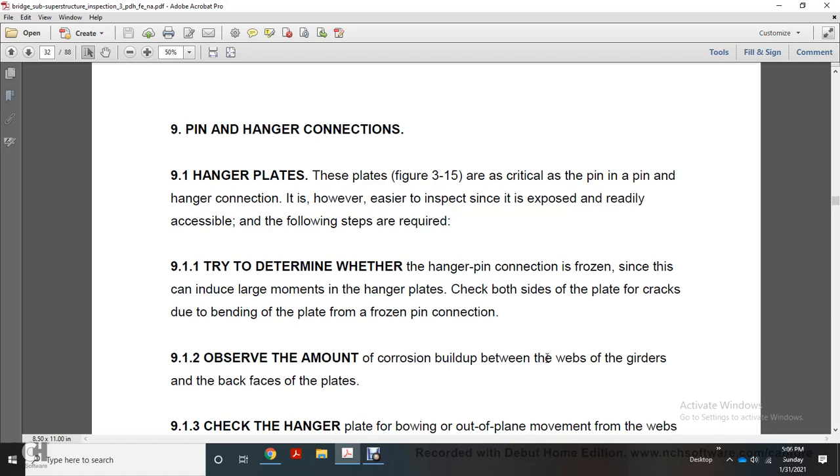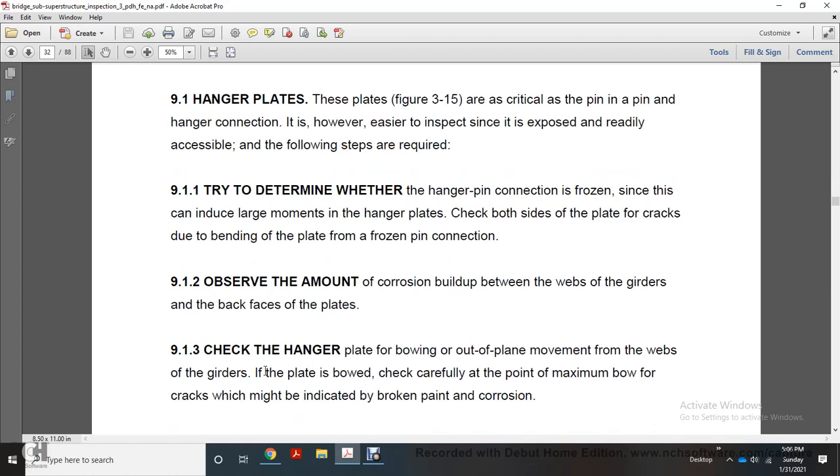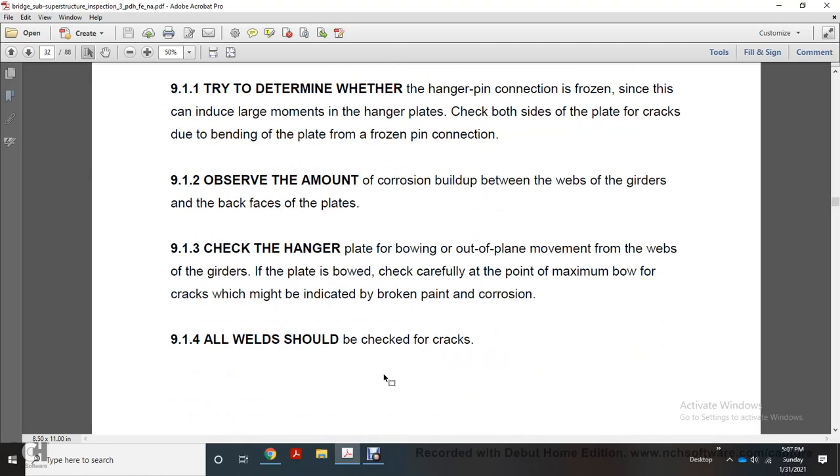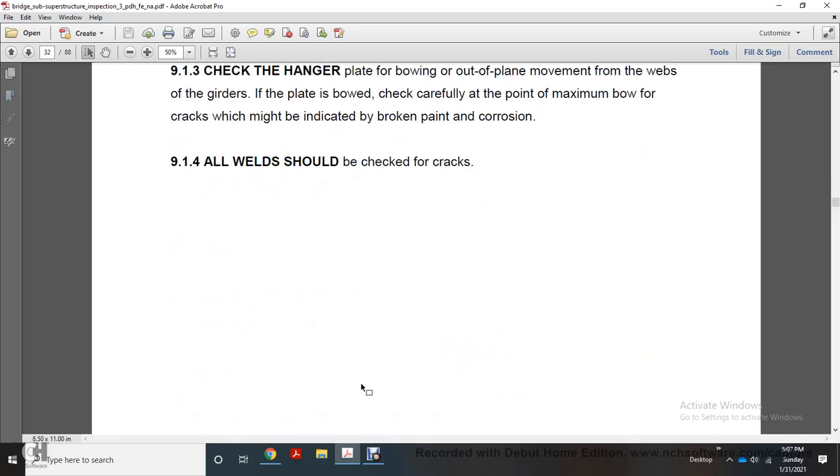Observe the amount of corrosion buildup between the webs of the girder's back face and the plates. Check the hanger plate for bowing and out-of-plane movement over the webs of the girders. If the plate is bowed, check carefully at the point of maximum bow for cracks, which may be indicated by paint and corrosion damage. All welds should be checked for cracks.